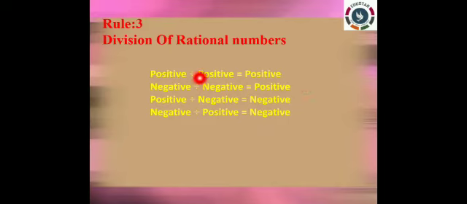Positive rational number divided by positive rational number, we get a positive rational number. Negative rational number divided by negative rational number, we get a positive rational number. Positive rational number divided by negative rational number, we get a negative rational number. Negative rational number divided by positive rational number, we get a negative rational number.